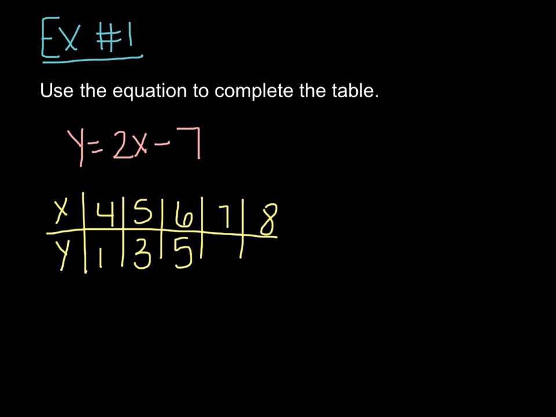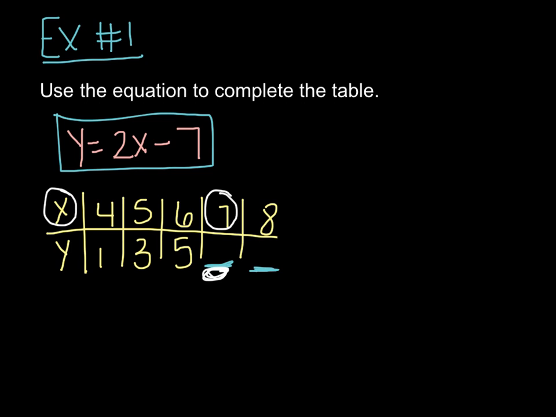Example number 1. Use the equation to complete the table. So we have y equals 2x minus 7. To finish the table, we're just going to plug in the values that we have. I can see we're missing a value here and here. That's what we're going to have to figure out. Looking at the table, for the missing value, I have a 7 for the x value. So I'm going to put that in place of the x in my equation.